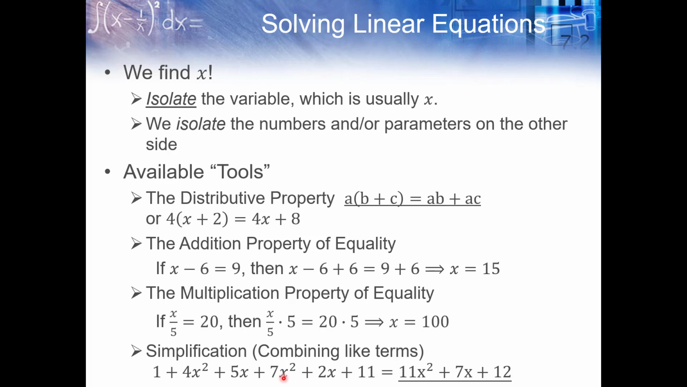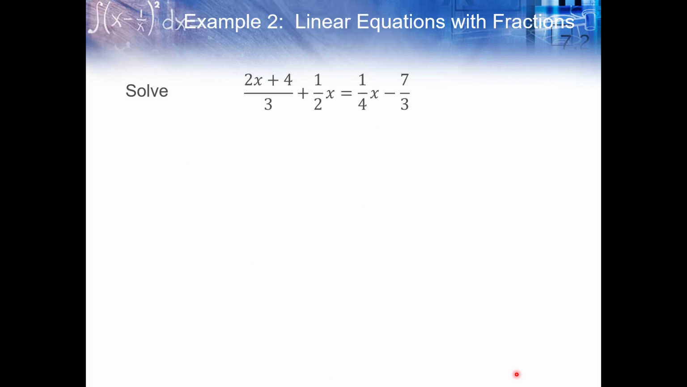So 4x squared and 7x squared are like terms, and they sum to 11x squared. 2x and 5x are like terms, and they sum to 7x. And then, of course, since these have no variables, 11 and 1 sum to 12. So we will use these four tools to actually solve linear equations. Great, so let's go ahead and do that.